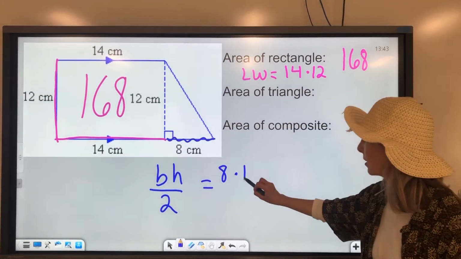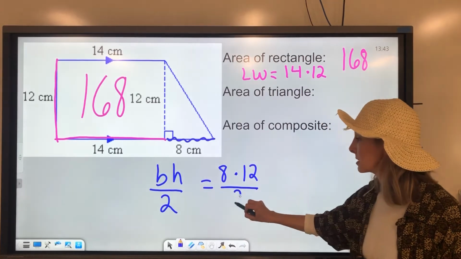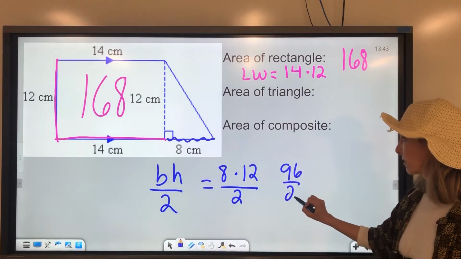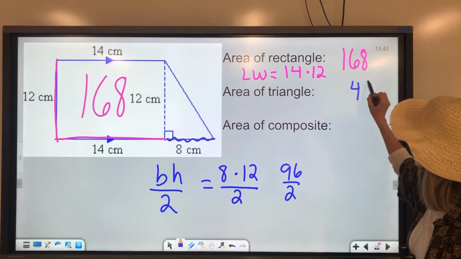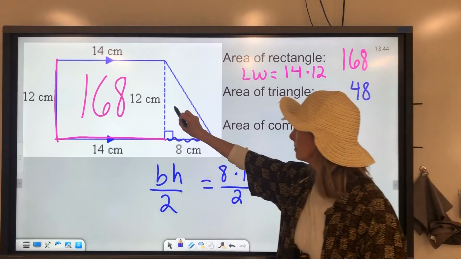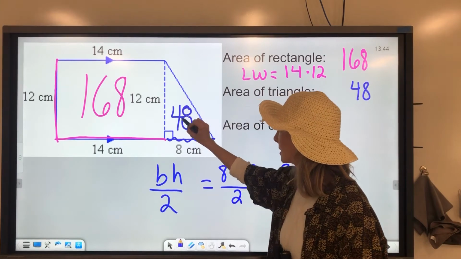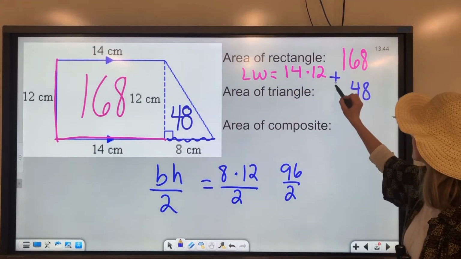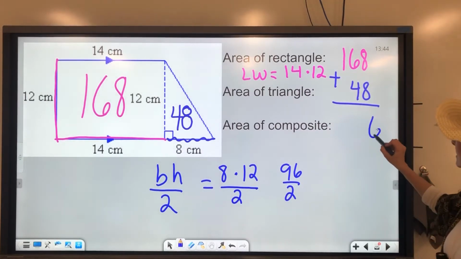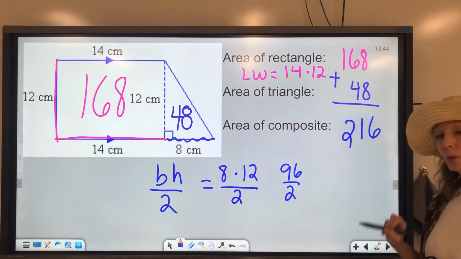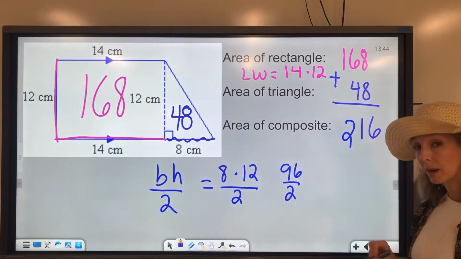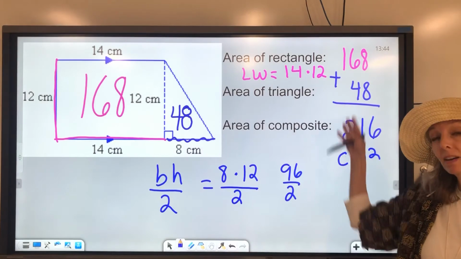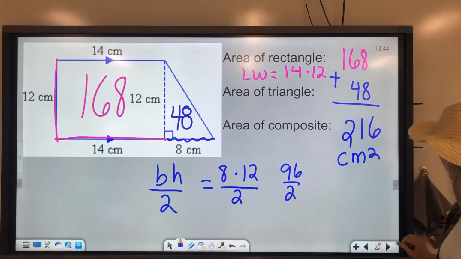Okay, so we have 12, and we're going to divide that by 2. 8 times 12 is 96. Divided by 2, we get 48. Now remember, we're looking at this combined. That means we are adding these. When I add these, I get 216. Need my unit of measurement, centimeters squared. That's the area of the entire figure.